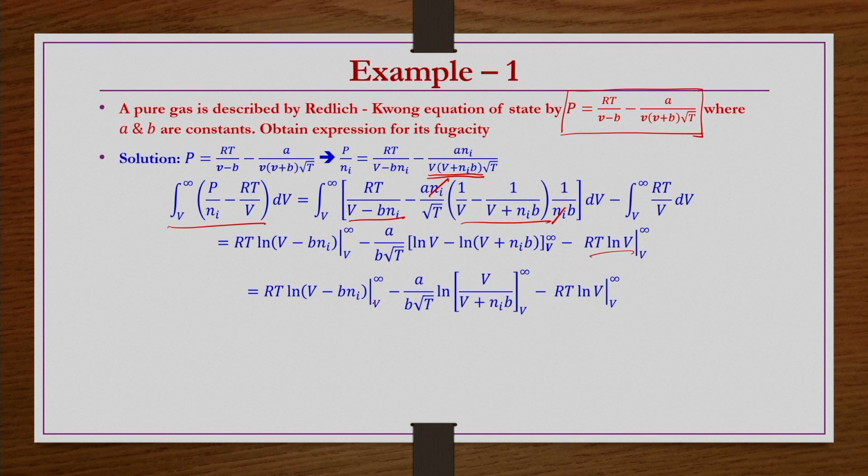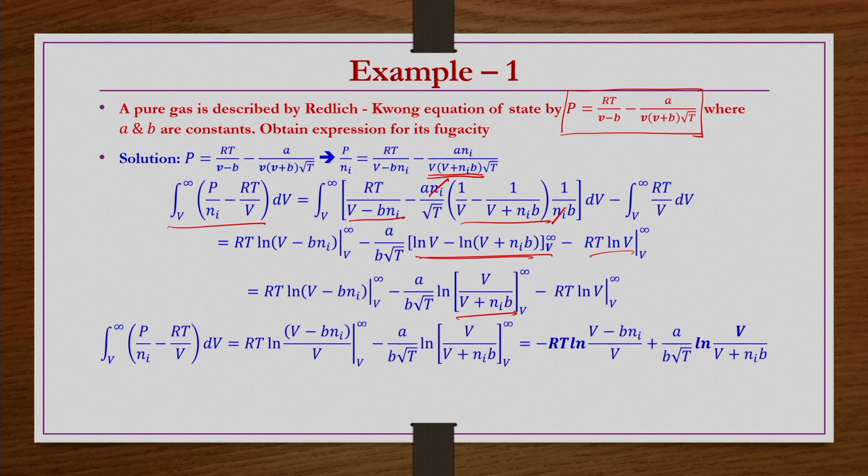So, v to infinity we substitute here, substitution we do later. Now, what we do? We combine these two terms as ln a minus ln b is equal to ln a by b form. So, ln v by v plus Nib we are having here, and then RT ln v is as it is.